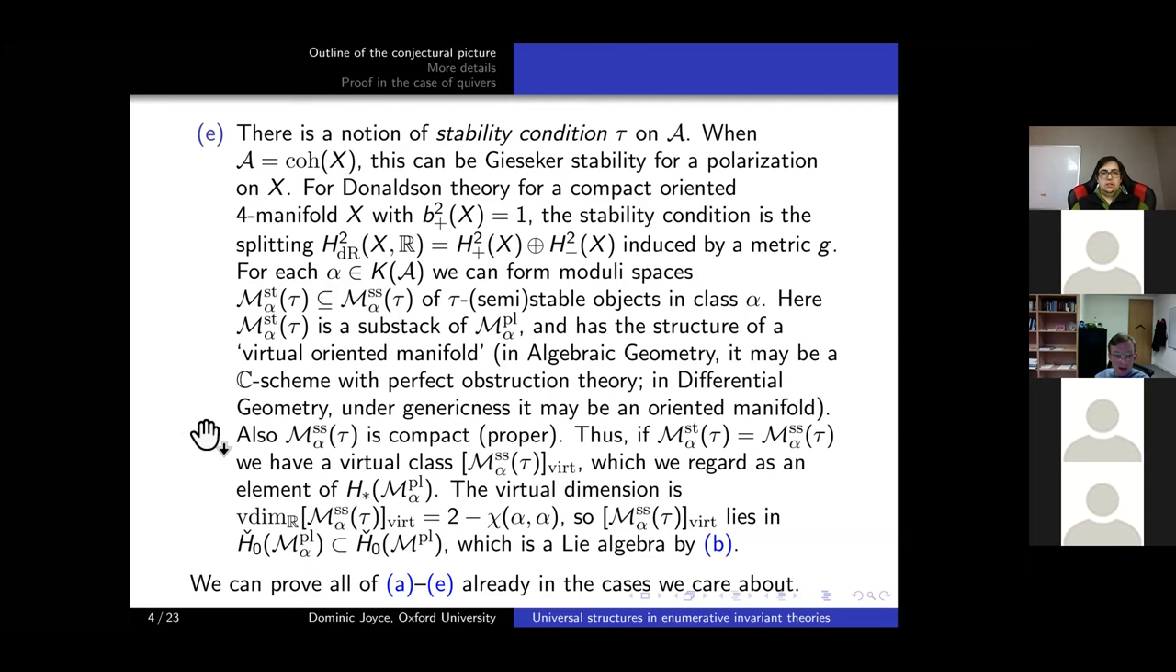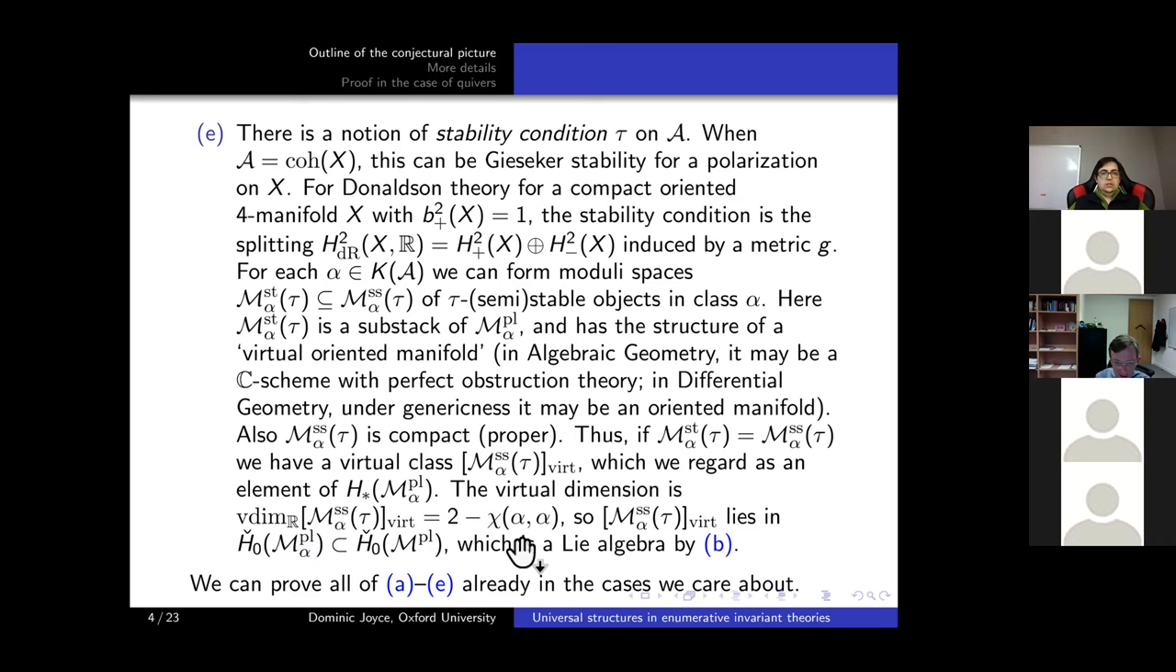Okay, so we need the semi-stable moduli spaces to have a properness, a compactness property, which is usually true, let's say if you want coherent sheaves on a projective scheme or something like that. The semi-stable moduli scheme may not have this virtual oriented manifold structure. So in the special case in which the stable moduli scheme equals the semi-stable moduli scheme, so there are no strictly semi-stables in the problem, then your moduli space is a virtual oriented manifold and it's compact. So then it has a virtual class, which we regard as an element of the homology of this moduli stack. And the virtual dimension is going to be 2 minus chi of alpha alpha.